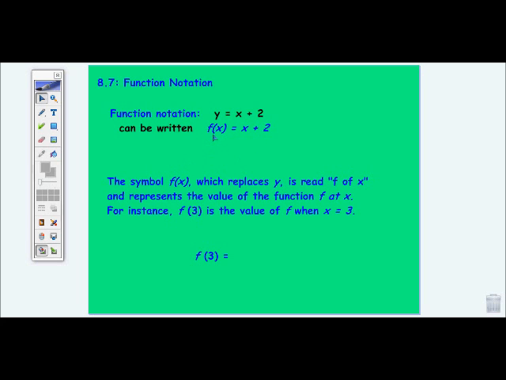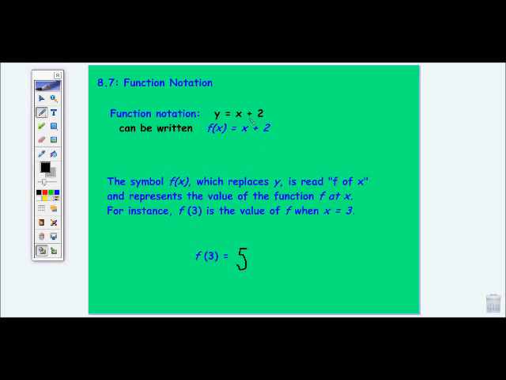So if you notice in the equation, the function of x, or f with the parentheses x, replaces the y in our slope-intercept form. Okay, so it's read the function of x. It represents the value of f, or the function, at x. For instance, if we use what we just did up here, the function of 3 is the function when x is 3. So the function of 3 would be 3 plus 2. The function of 3, the answer would be 5.